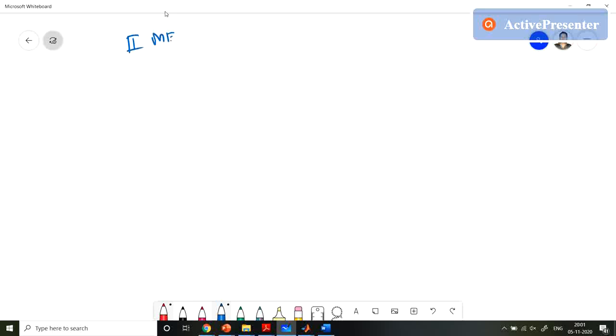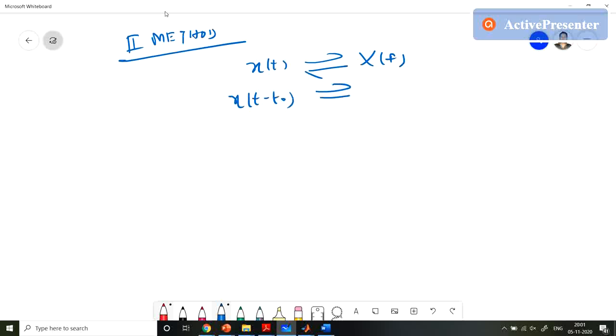So we are using the second method. x(t) has Fourier transform X(f). x(t minus t0) has Fourier transform equal to e raised to the power minus j 2 pi f t0 times X(f).